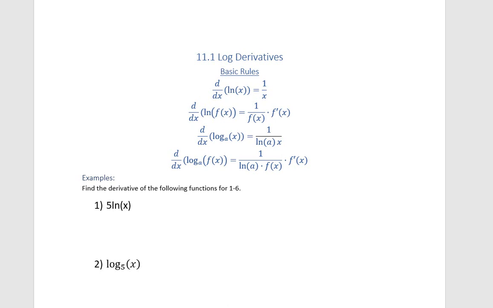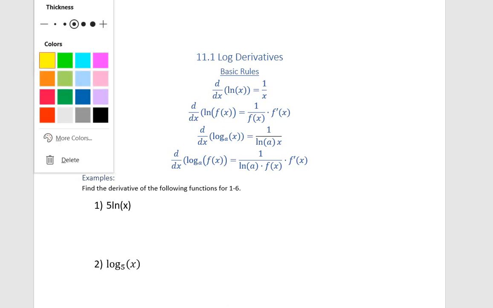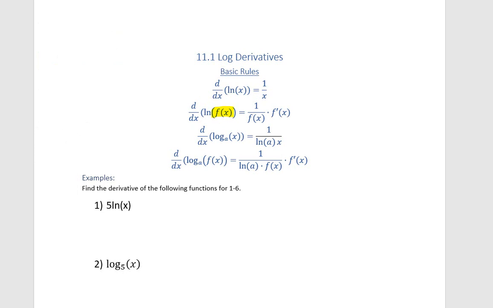We're going to be talking about log derivatives today, which are some of my favorite. So real quick, I have some of the basic log rules above. First, if you take the derivative of the natural log of x, that's going to equal 1 over x. Now, if you take the derivative of the natural log of something else, so you have a function on the inside, well, that's going to be 1 over that inside times its derivative.